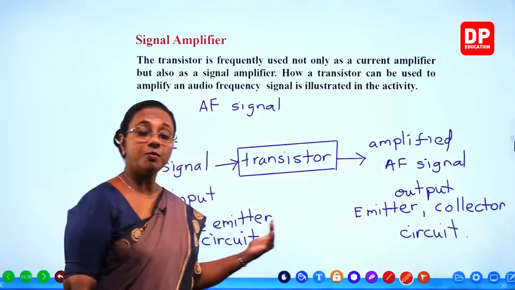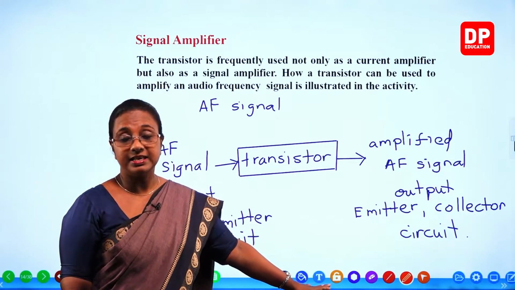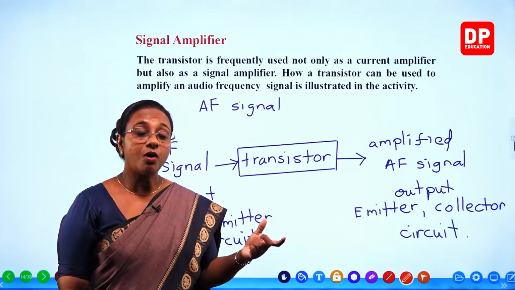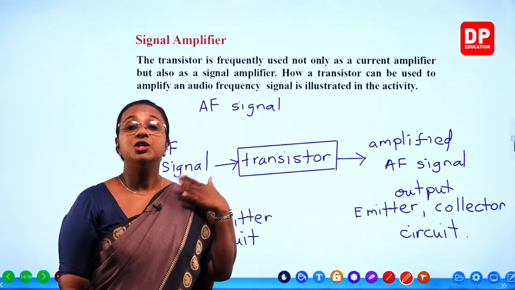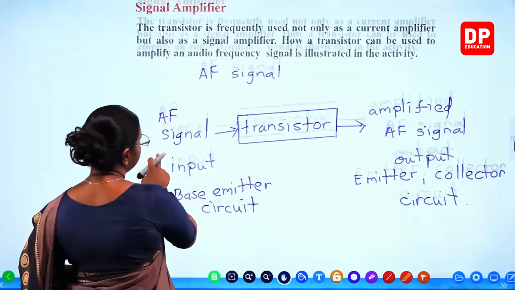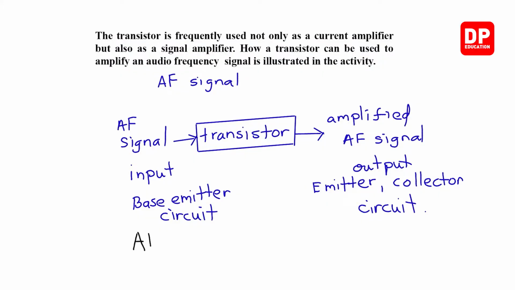So earlier we observed the brightness of the light bulbs and we observed the IB current and the IC current. But here, instead of the light bulbs, we will be using an audio frequency generator as the input and we will use a speaker to hear the amplified sound. So in this process, we will use an audio frequency generator for the input and a speaker to hear the output. So that is how we modify the circuit.